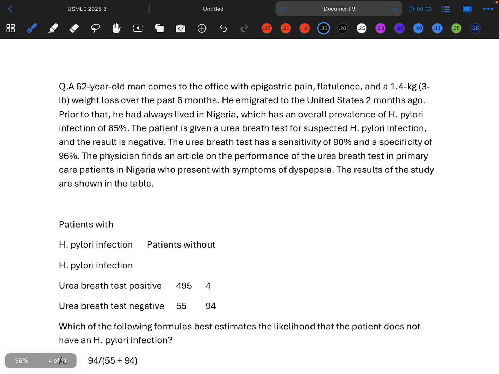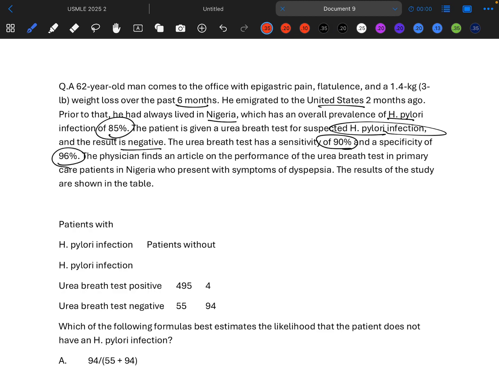Our next question is about a 62-year-old man who comes to the office with epigastric pain, flatulence, and 1.4 kilo weight loss over the past 6 months. He immigrated to the United States 2 months ago. Prior to that, he had always lived in Nigeria, which has an overall prevalence of H. pylori infection of 85%. The patient is given a urea breath test for suspected H. pylori infection and the result is negative.